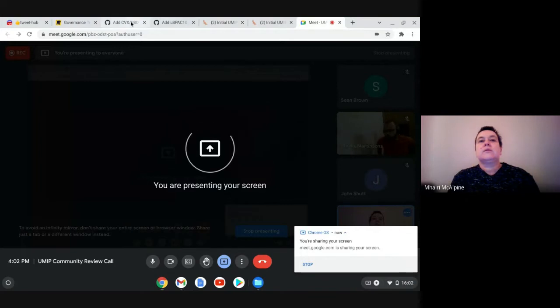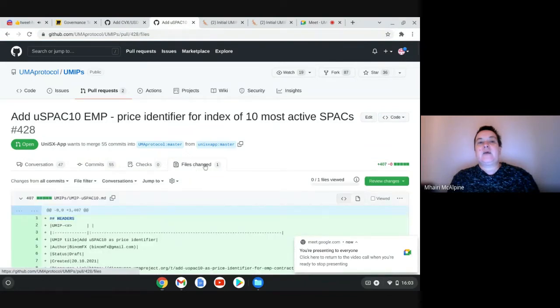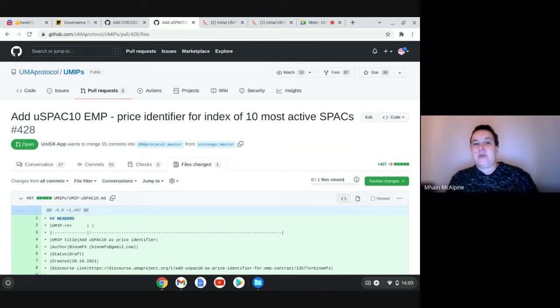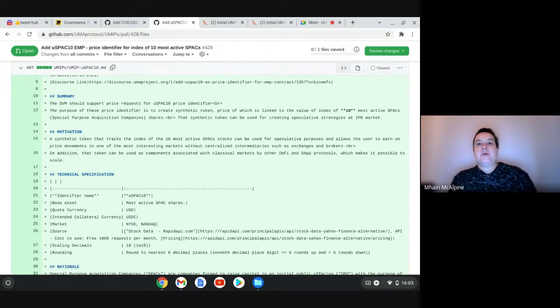This week we have two UMIPs up for consideration, both price identifiers, one CVX USD, the other USPAC 10. Let me just share my screen. If we start with USPAC 10 EMP, this is the price identifier designed for use in our EMP contracts with a basket of tokens for special purpose acquisition companies.